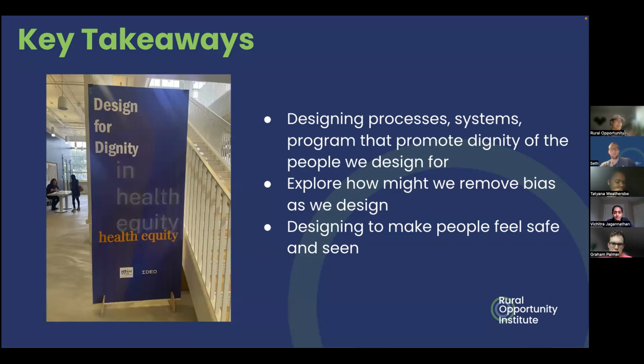And then lastly, designing to make people feel safe and seen. That's something that I try to do in my design work. And so it was just really powerful to hear that over again, because that's an important piece of why we do human-centered design approaches anyway, and do any of the programming we do as a result. And this picture to the left is a picture of their banner, and I added that there as well.